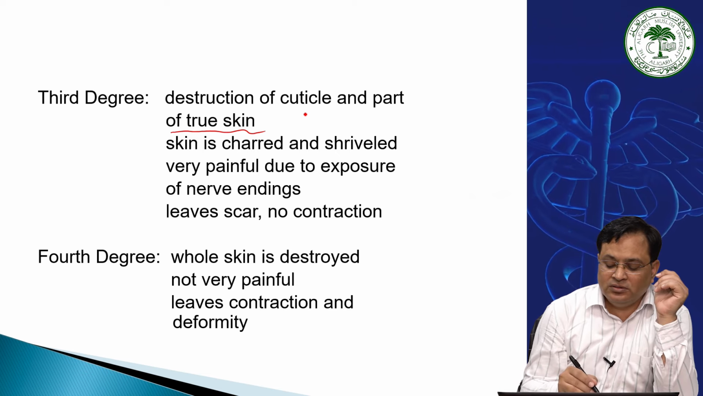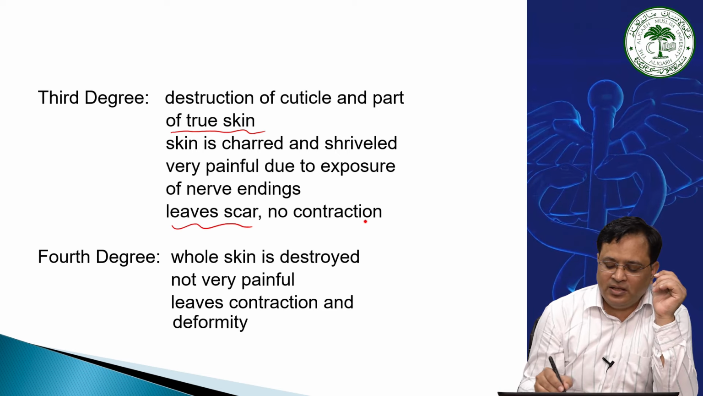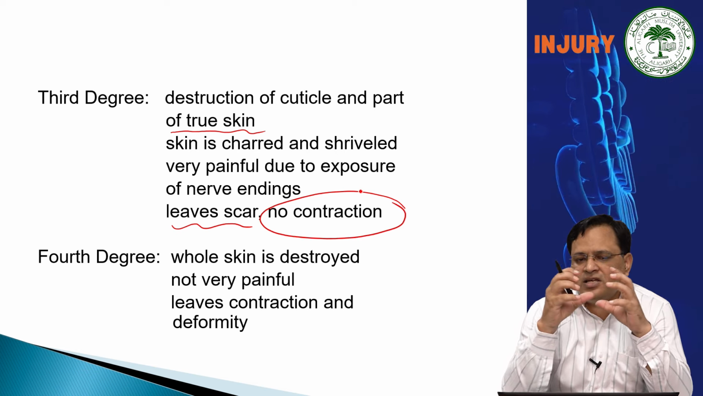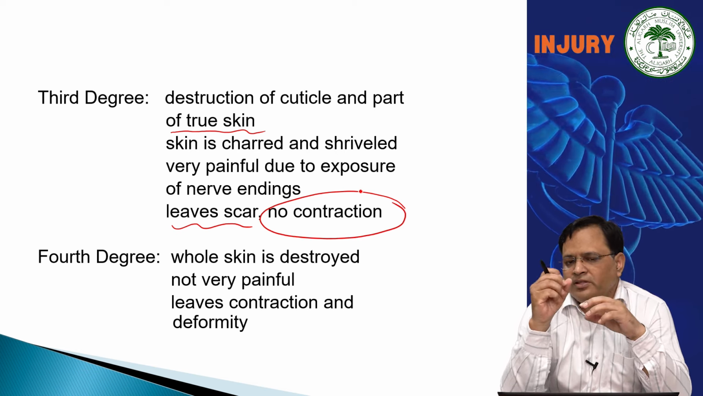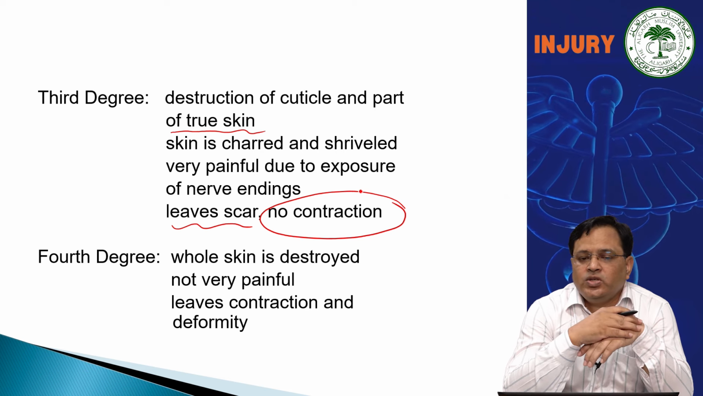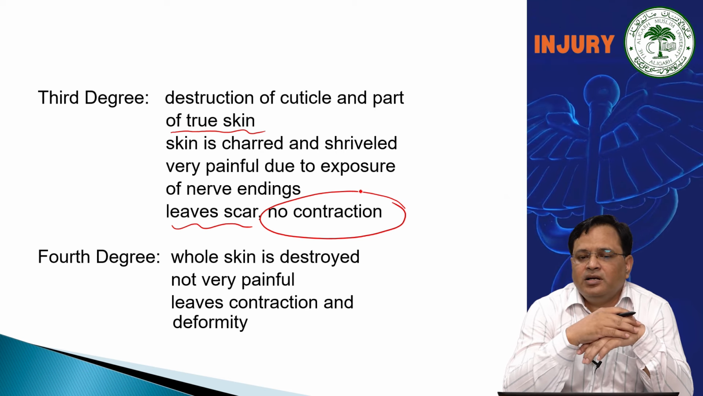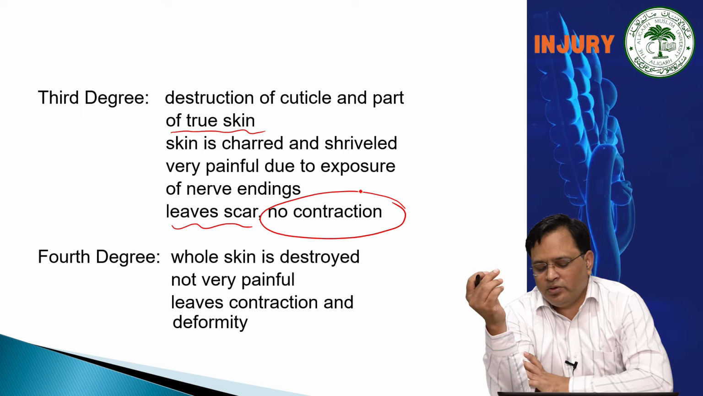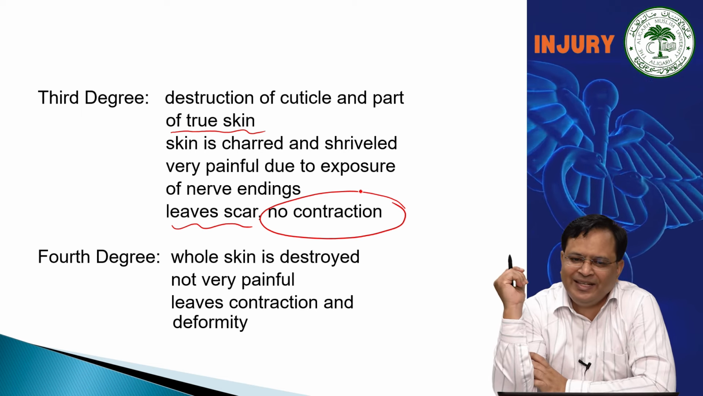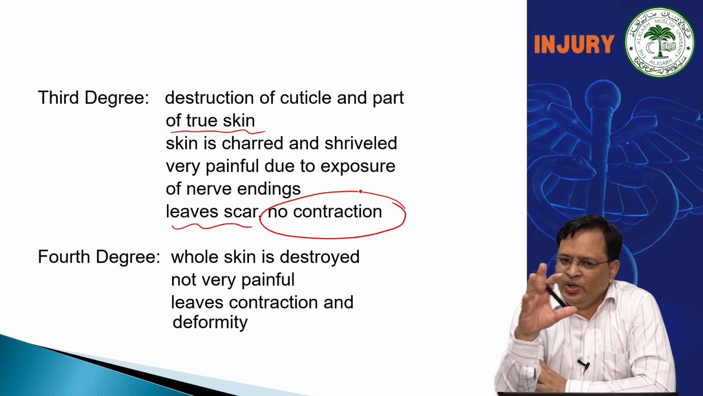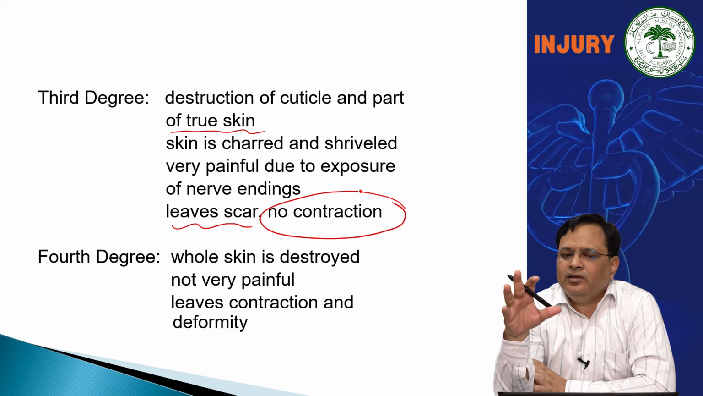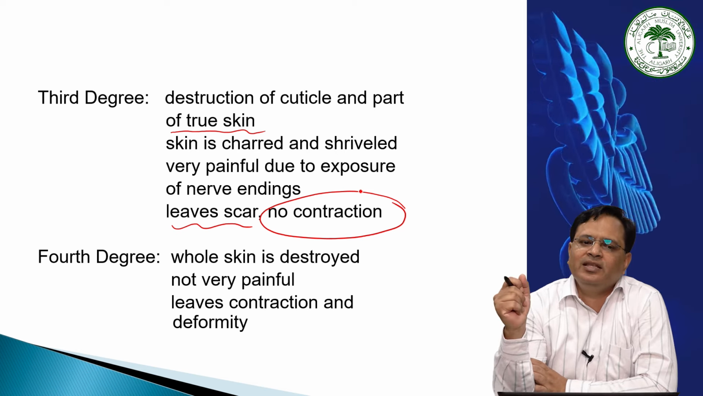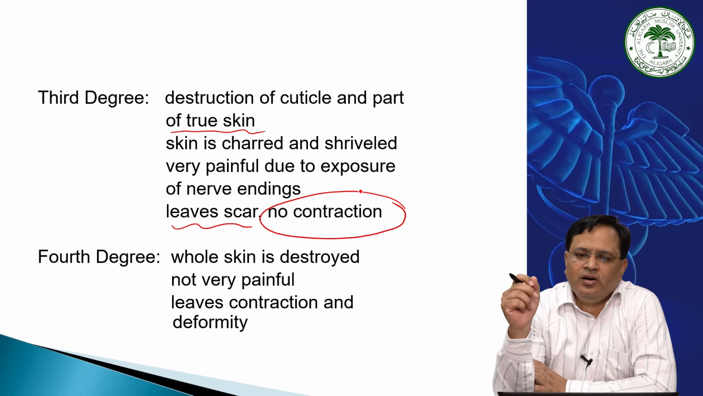It leaves a scar, but still no contraction band is found. It means the scar is there, but the contraction band, which is because of the fibrous tissue that develops after burn healing and that contracts. We will show the images of that, if possible. So a contraction band will be found, and due to that there may be deformity also.